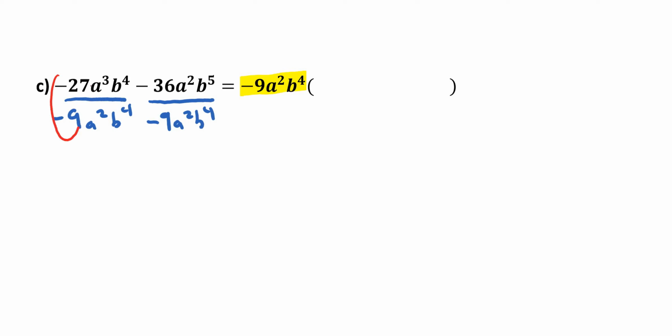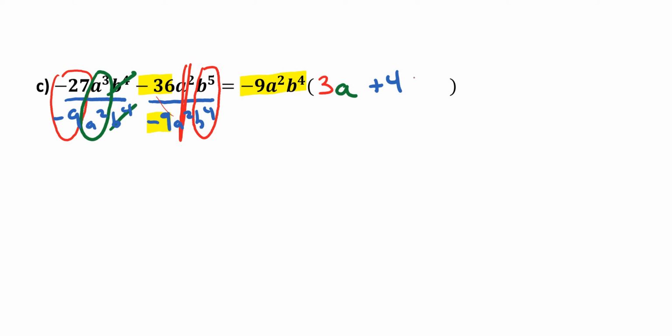Negative 27 divided by negative 9 would be positive 3. Then a cubed divided by a squared is going to be a single a. And the b to the power 4s can just cancel off. Then I have a negative 36 and a negative 9. Negative 36 divided by negative 9 is going to be positive 4. And then you'll see that the a squares cancel off there. And b to the power 5 divided by b to the power 4 is just a single b. So my final answer there is 3a plus 4b.